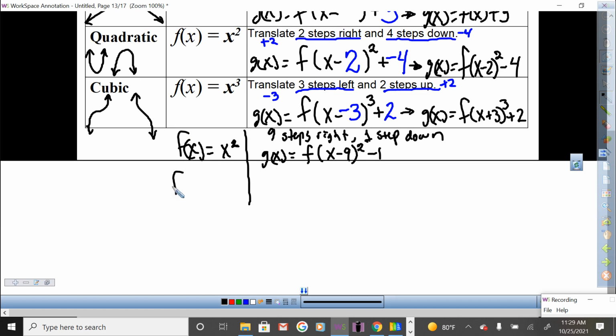So let's do another one. f of x equals x cubed. So by now, if you look at the translation, you should be able to tell what kind of function it is and what the translation is being done. So for that one, let's do 6 left and 9 down.